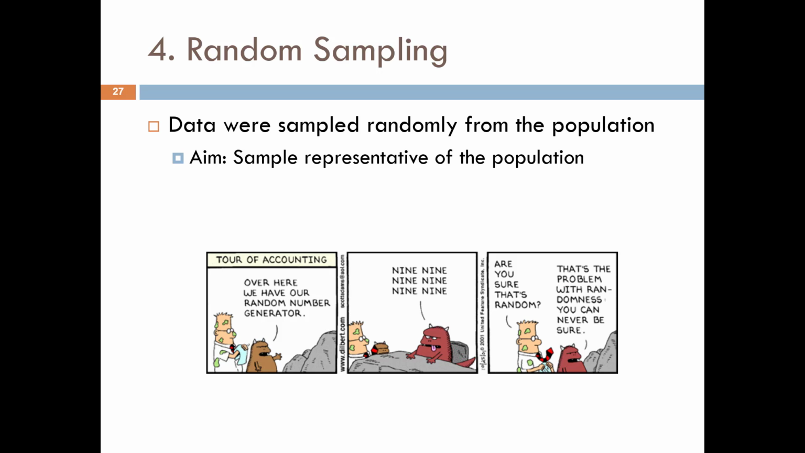Another assumption is random sampling. So that says that the data were sampled randomly from the population. And the goal is to get a sample that is representative of the population, which is the reason why random sampling is important.